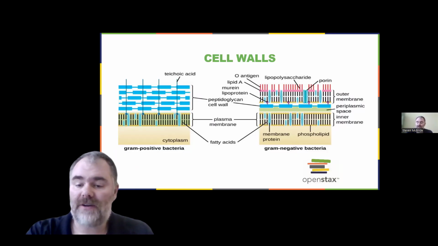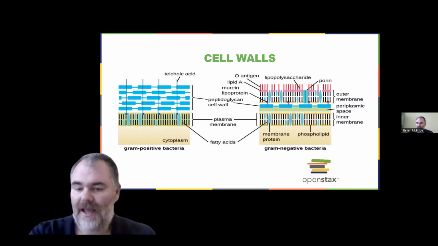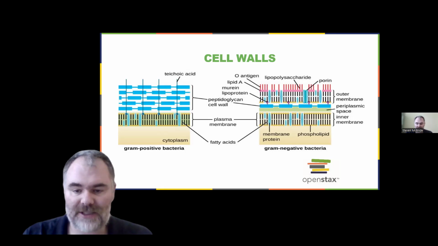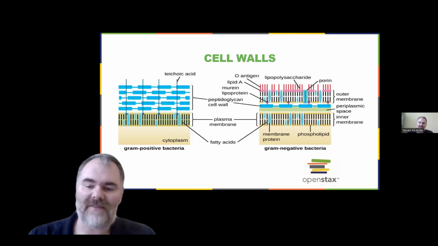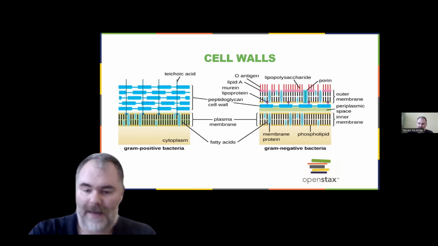So, how do microbes survive in environments where water and solute concentrations are constantly changing? One major answer is the cell wall. The cell wall provides structural support and protection outside the plasma membrane. It helps cells resist osmotic pressure, maintain shape, and survive environmental stress. And although many organisms have cell walls, not all cell walls are built the same way.